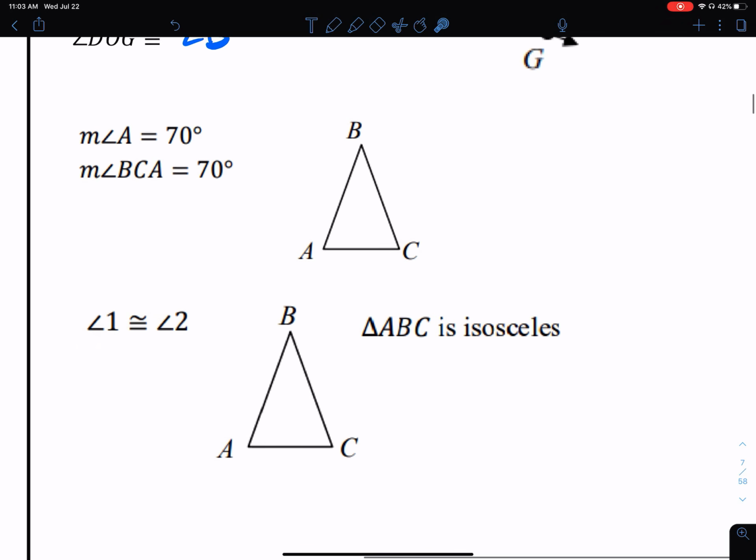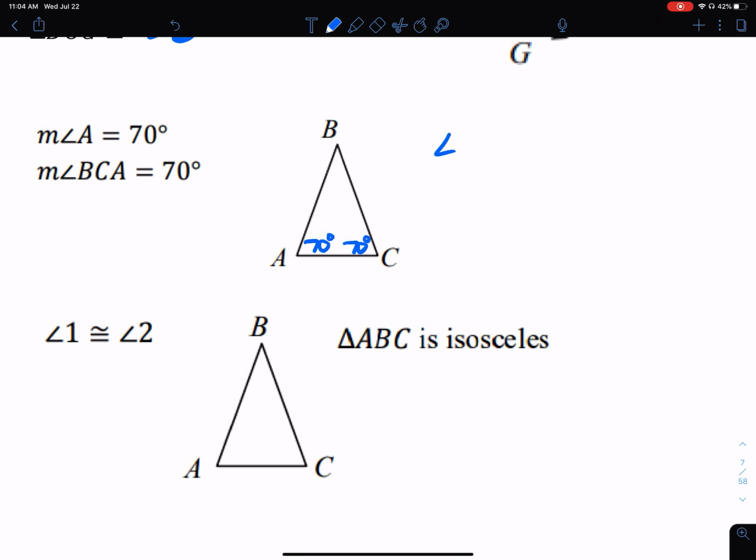Check out this picture. Measure of angle A is 70 degrees. So I'm going to put a little 70 degrees where that angle is. Measure of angle BCA, also 70 degrees. I'm going to put that there. Now, I could say angle A is congruent to angle C. I could say the measure of angle A is equal to the measure of angle C, which is equal to 70 degrees. Angles are pictures which are congruent. Measures of angles are numbers which are equal.